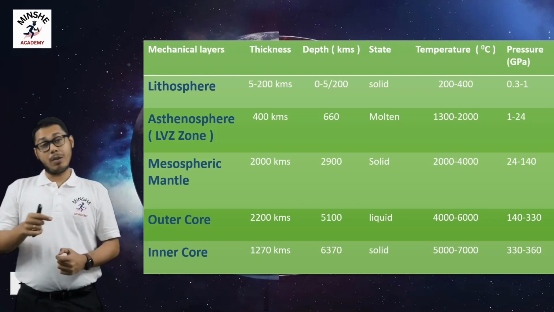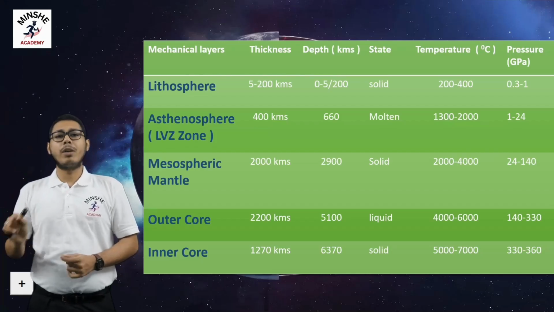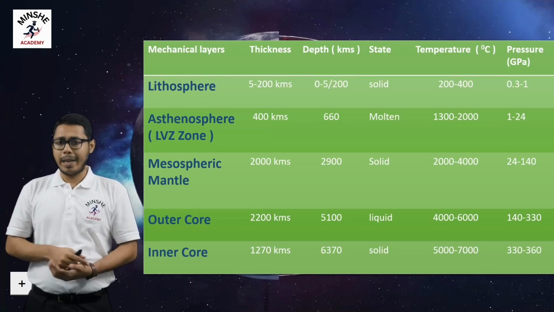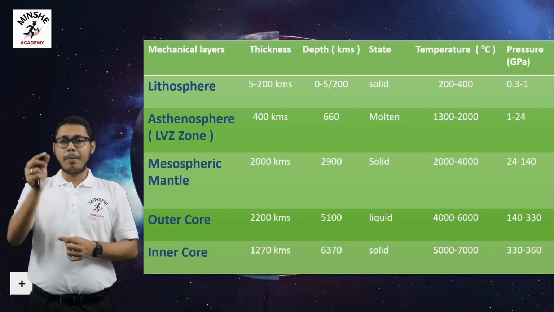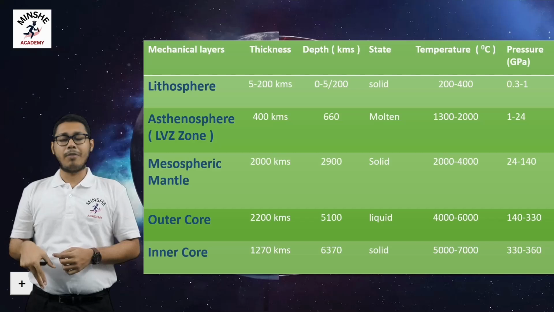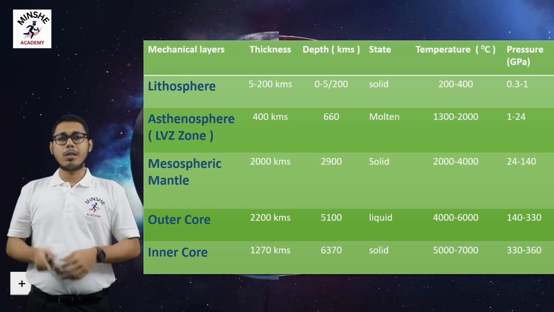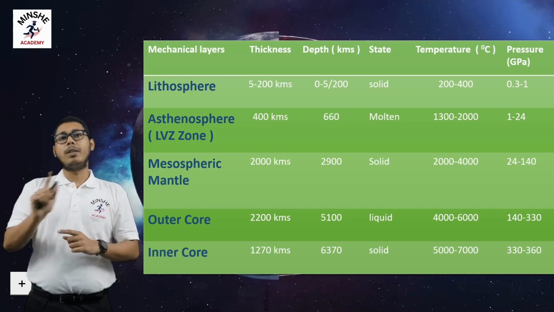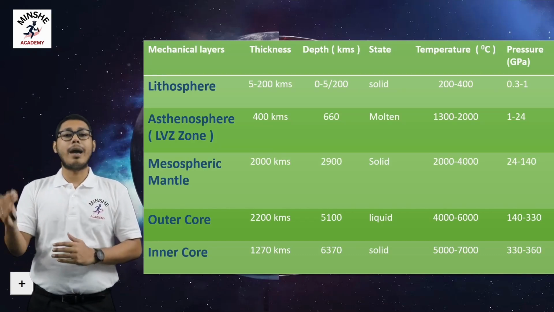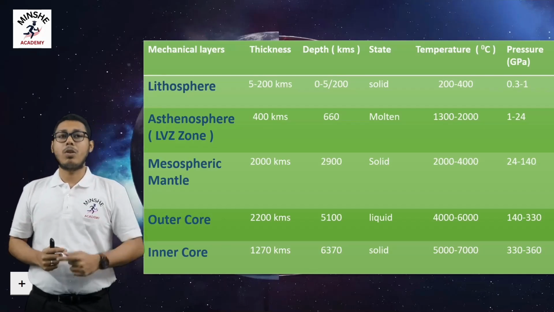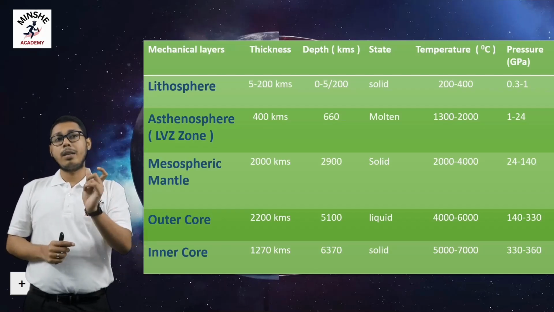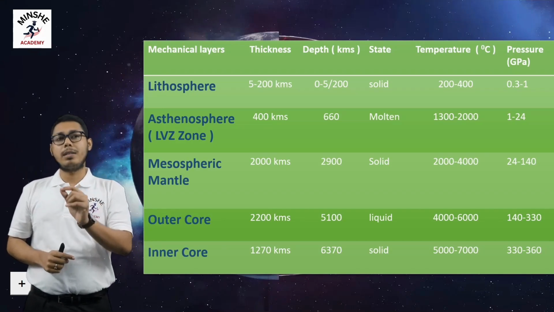Temperature also, as I already said, I will not be reading out numbers because it would be redundant. With every 32 meters going downwards, we notice a 1 degree increase. Here, as you can see, the lithosphere reaches a highest temperature of about 200 to 400 degrees Celsius. The asthenosphere, as I said, is the LVZ, the low velocity zone.